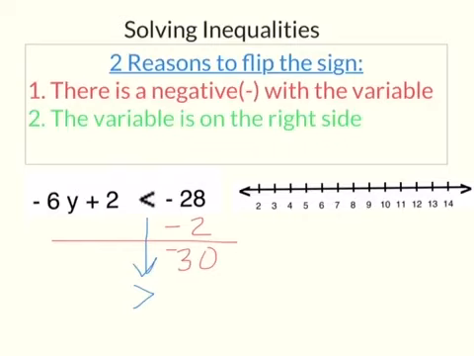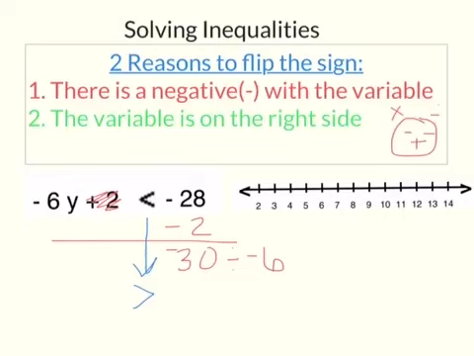Now that I've taken care of my plus 2, I'm ready to multiply or divide. -6y means multiply, so I'm going to do the opposite, which is divide. So I should have -30 divided by -6. Remember to use integer man to help you solve multiplication and division problems that have negative numbers.